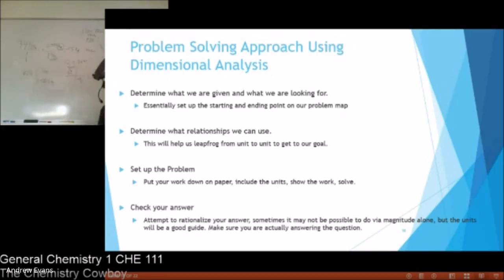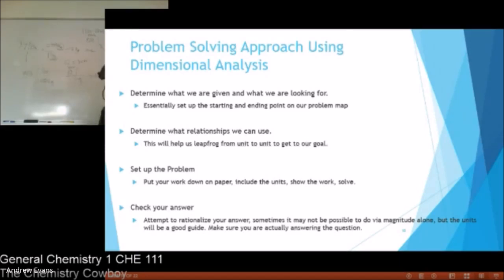Now, this one's a big one. I really say you should do this a lot until you get really good, and even then you should still do this. Set up the problem. Actually put it down, set it up, and show all your work. Put it on paper, show all the units before you solve.